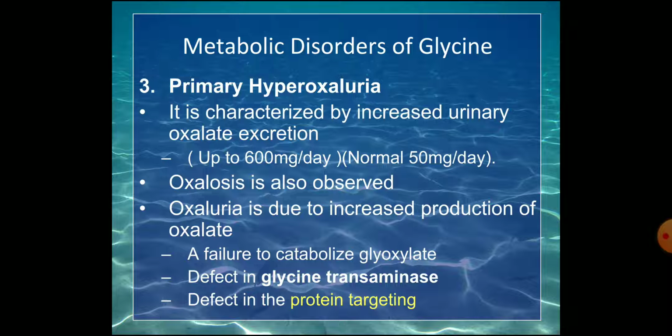Okay, that much you have to remember. It is a protein targeting defect where the glycine transaminase wrongly reaches the mitochondria instead of the peroxisome. If it is in the peroxisome, it will act regularly and produce glycine, and there is no excess production of oxalate. But it is taken to the mitochondria where it is inactive and cannot function, so instead of producing glycine, the glyoxylate is oxidized to oxalate, producing oxaluria.